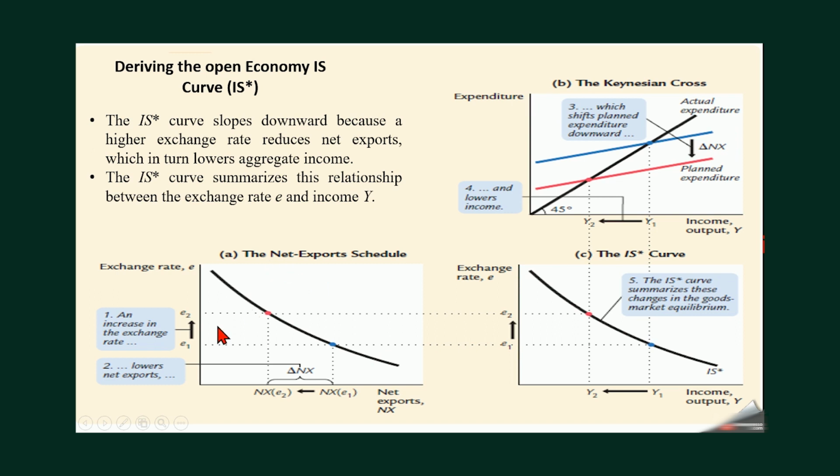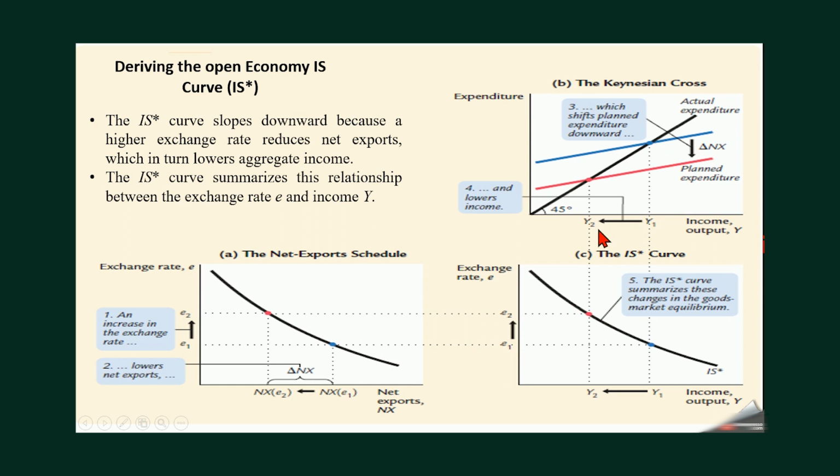Suppose the exchange rate E goes up. A rise in the exchange rate leads to a fall in the net export in the economy. Now remember, net export is a part of the domestic demand as well. This leads to a fall in the planned expenditure, as shown in figure B. A fall in the domestic expenditure leads to a fall in the domestic income from Y1 to Y2.